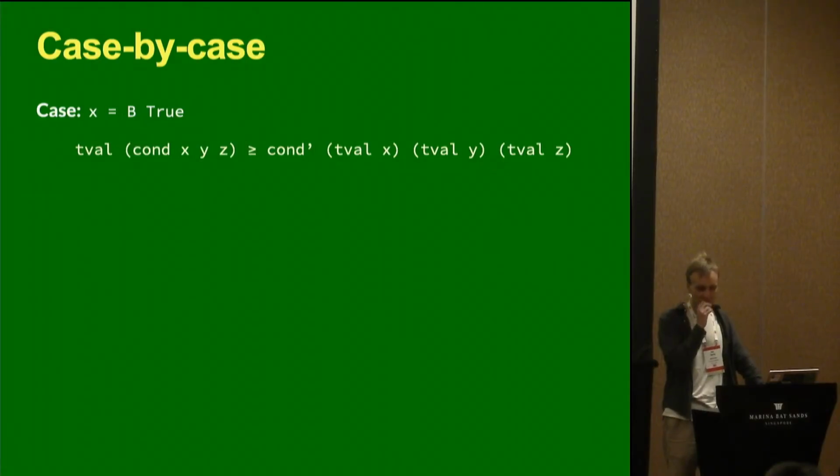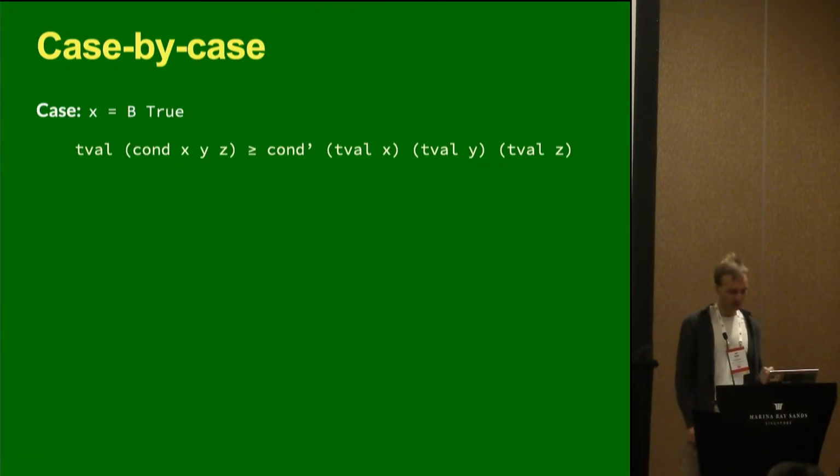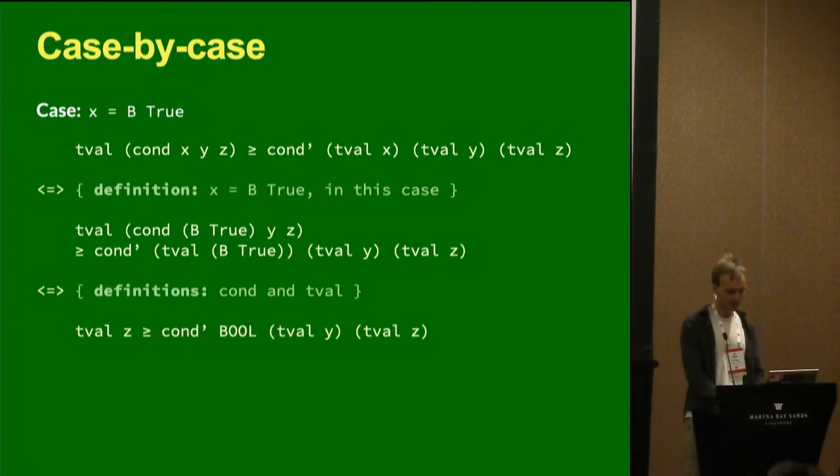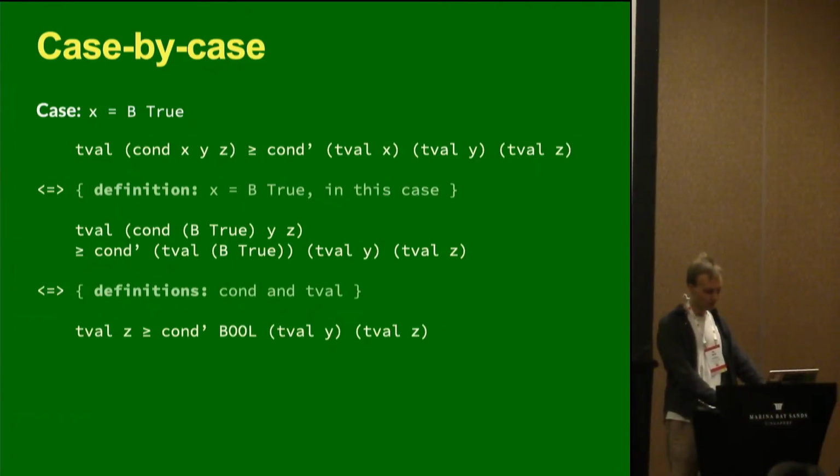And the goal here really is that we're going to start with this inequality that we're trying to solve, and we're going to try and find some definition of cond prime which implies that this is true. So firstly, we can just substitute our x in, of course, and we know some definitions, so we can apply the definitions of cond and of t-val. And this is kind of looking like a definition already, in a way, by pattern matching.